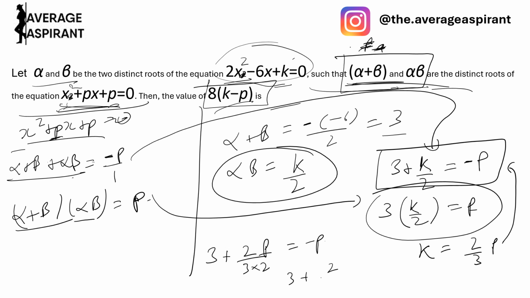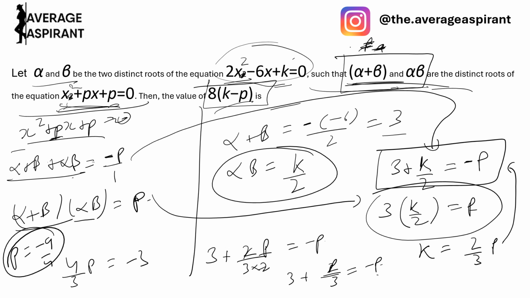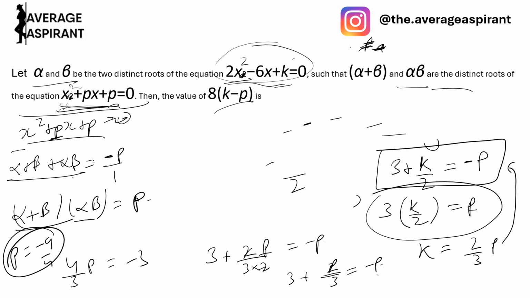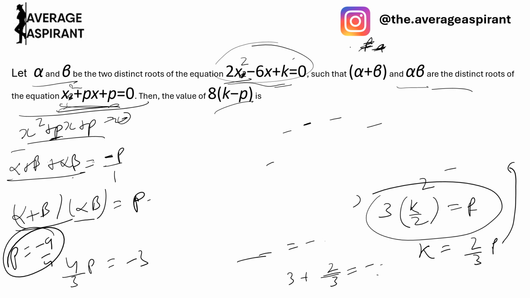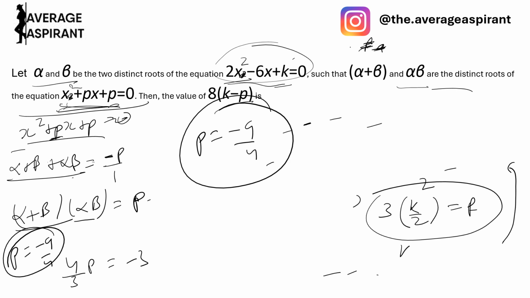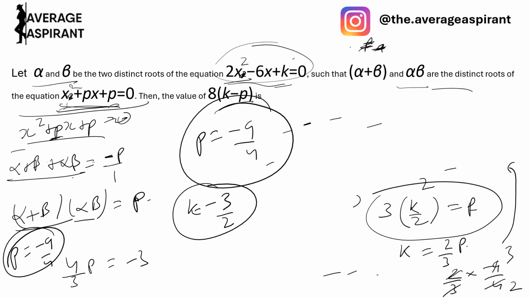I'll get 3 plus 2 by 3 into 2p is equal to minus p. So 3 plus, I can just cancel this, p by 3 is equal to minus p, and I'll put it here, 4 by 3p is equal to minus 3. So p would be equal to minus 9 by 4. Also we have 3k by 2 is equal to p. So now p is equal to minus 9 by 4, and we can calculate k. K is 2 by 3 into minus 9 by 4, so k is minus 3 by 2, correct?